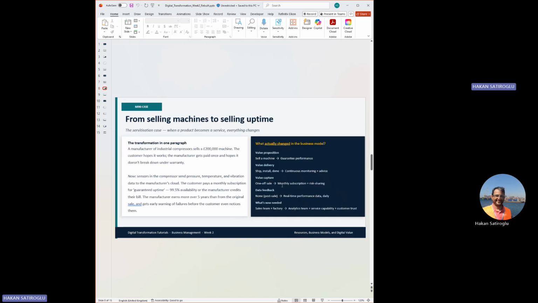The next slide is about moving from selling machines to selling uptime. This slide shows a very important shift in digital transformation: the company is no longer just selling a product, it is selling an outcome. For the case study, let's read it together. A manufacturer of industrial compressors sells a 200,000 pound machine. The customer hopes it works. The manufacturer gets paid once and hopes it doesn't break down under warranty.